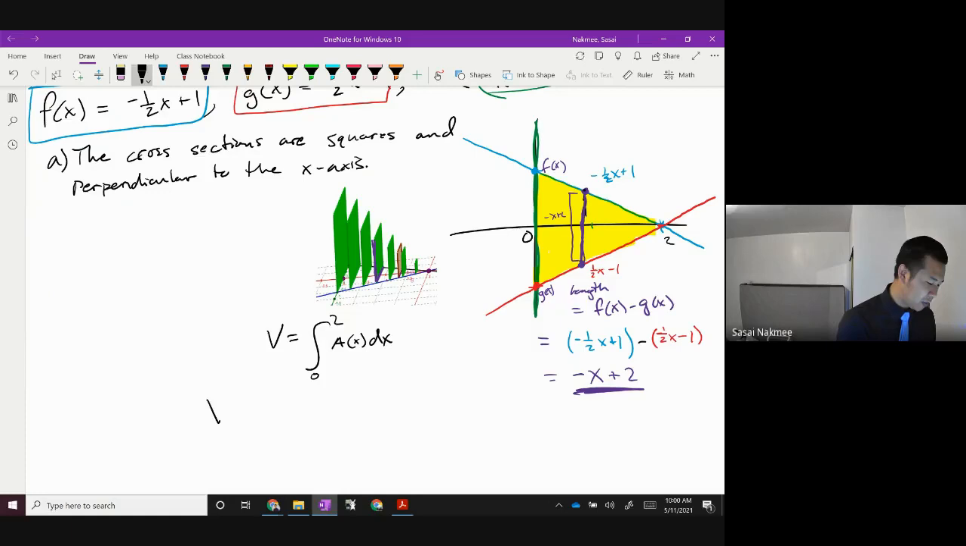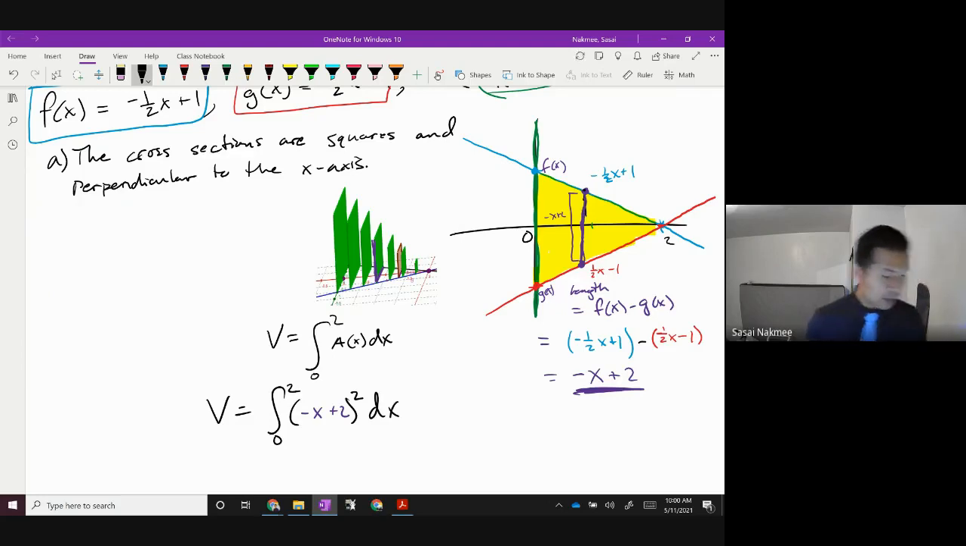So to calculate the volume of this thing, it's going to equal the integral from 0 to 2 of negative x plus 2, squared, dx. That's it. The reason it's squared is that to get the area of a square, you take the side and square it. If I know the base is negative x plus 2, I square it, and that gives me the area of one of these little squares. When you do the integral from 0 to 2, you add up infinitely many squares along the way to give you the volume of this three-dimensional shape.